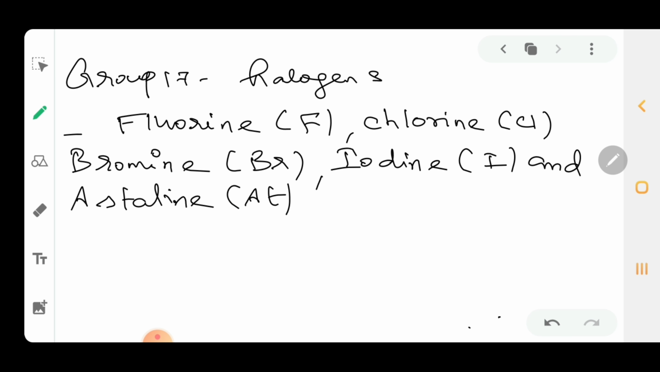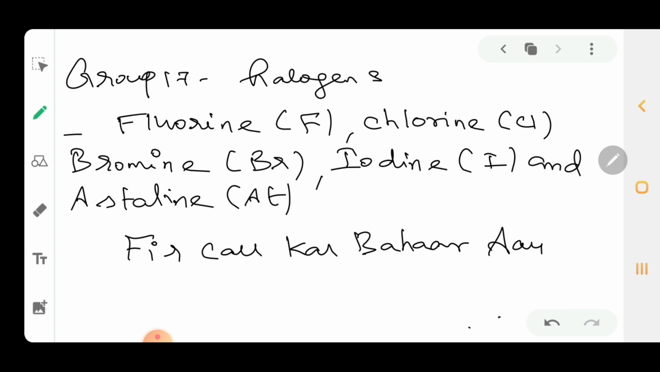The mnemonic to remember this group is: F Cl Br I At. So this F stands for fluorine, and then Cl stands for chlorine, and Br stands for bromine, this I stands for iodine, and then At stands for astatine.